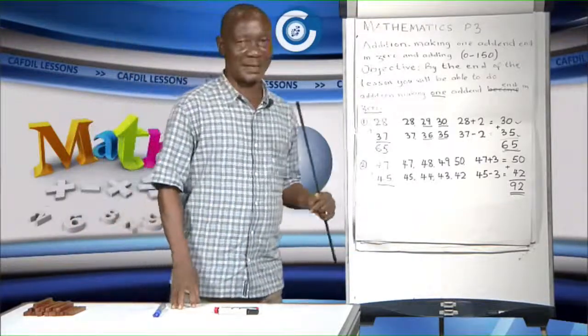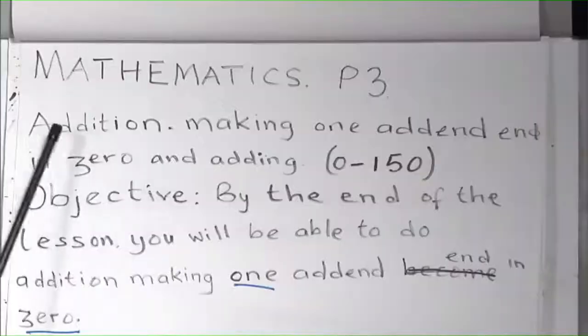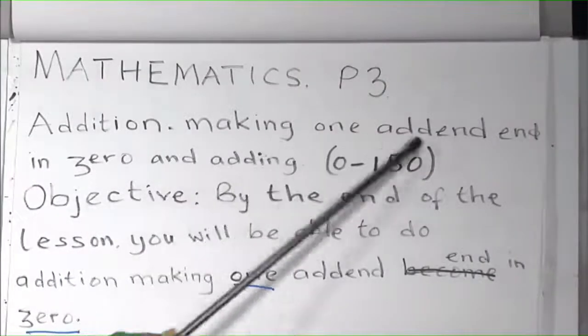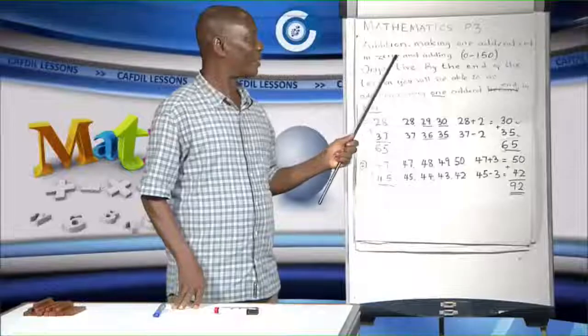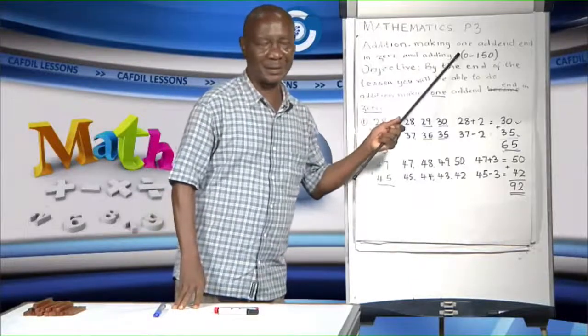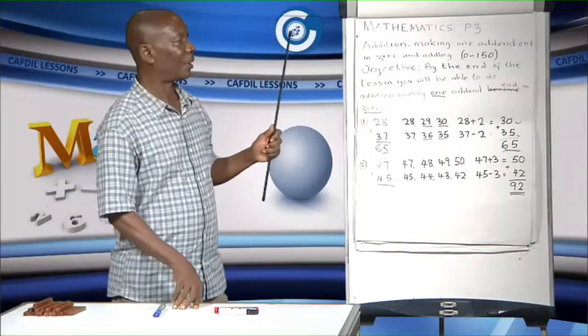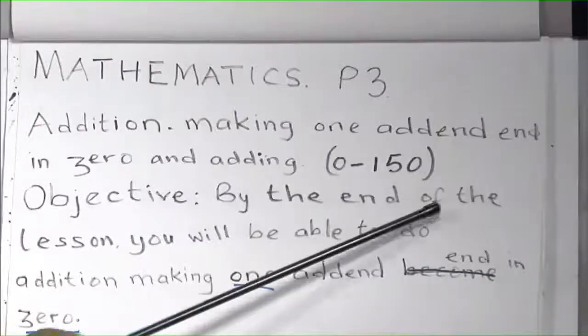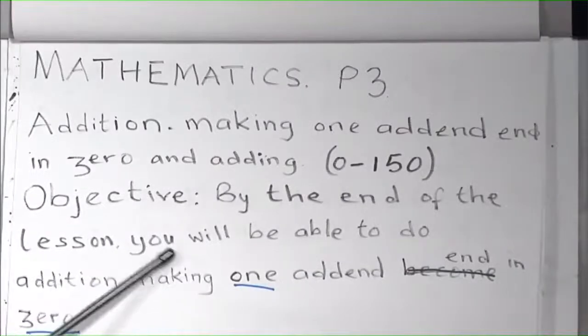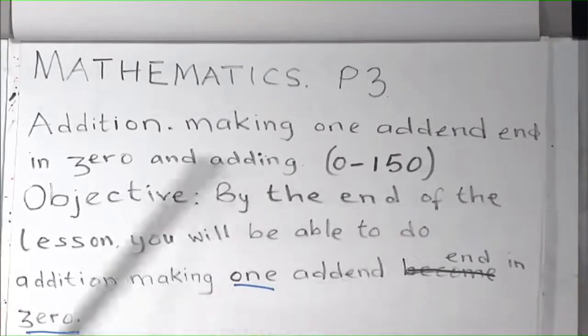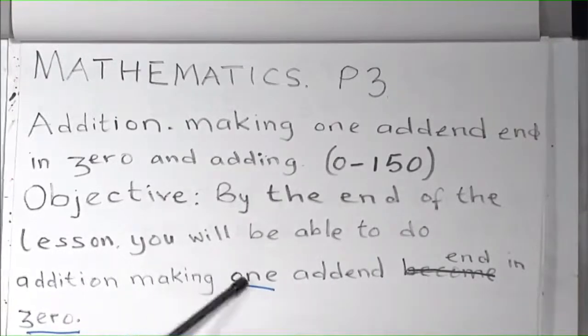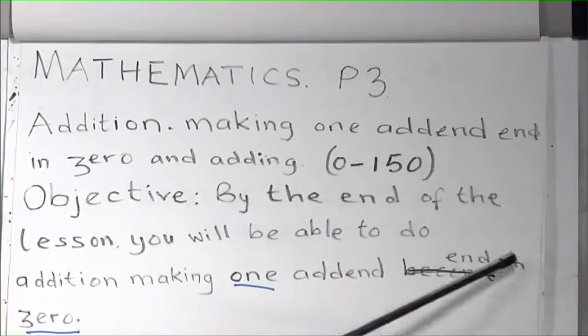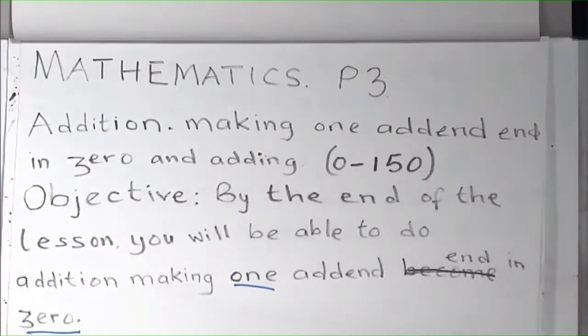Our topic is addition, making one addend end in zero and adding. The objective: by the end of the lesson, you will be able to do addition by making one addend end in zero.